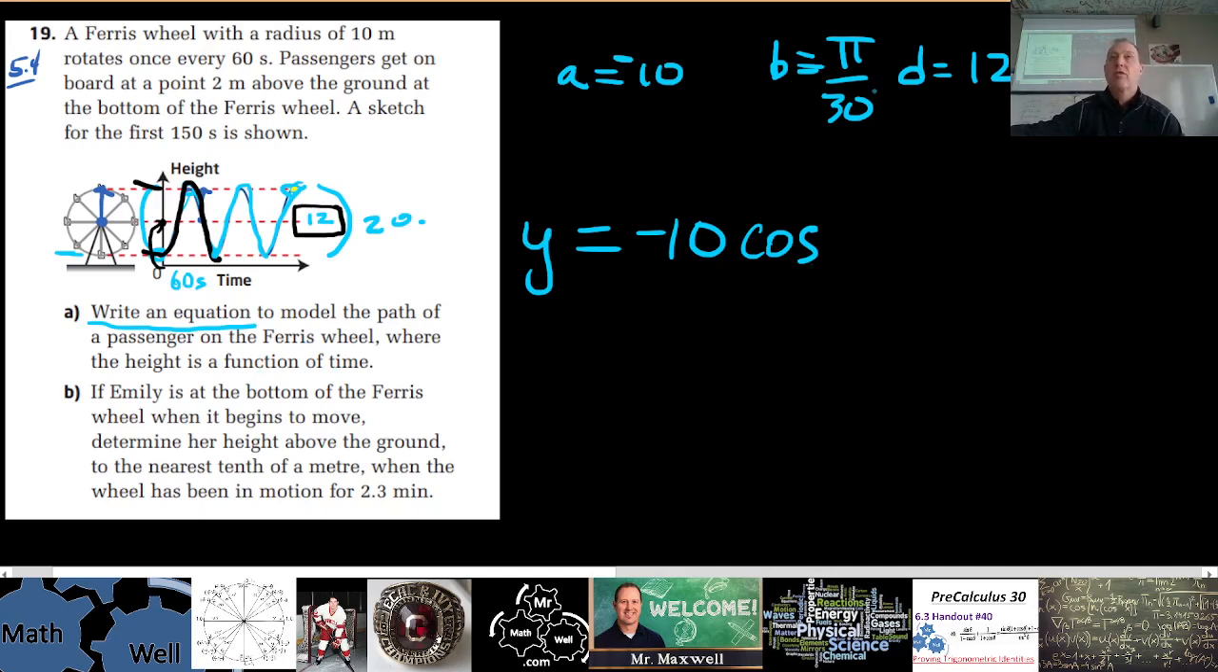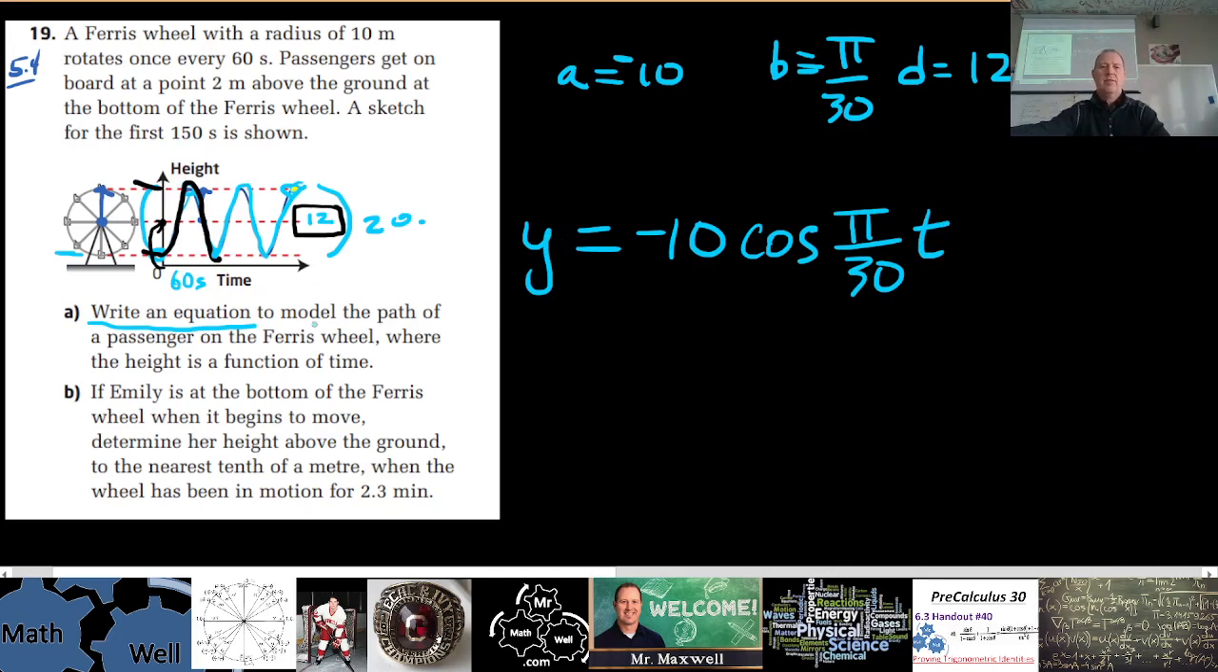Now B is pi over 30. That's what's multiplied by the variable. So pi over 30. What do you want to use as the variable? T maybe for time. It's time here. So you want to use t? Let's use t. It's a good one. And y could be something other than y. It could be height maybe.